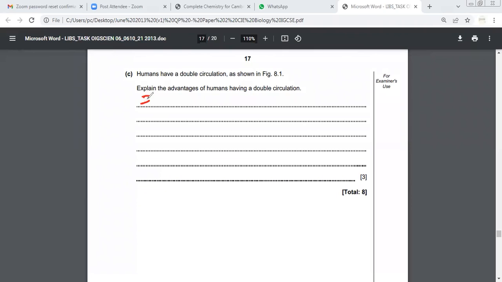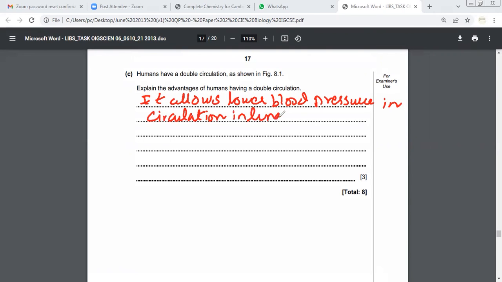That is the first point. Lower blood pressure in circulation in the lungs. Another point can be that it is less likely to damage soft and sensitive tissues. Sensitive tissues.